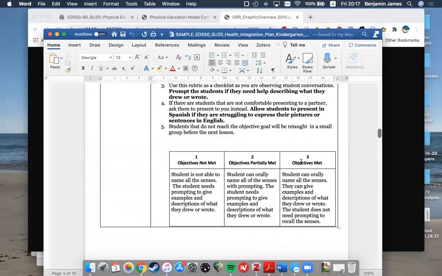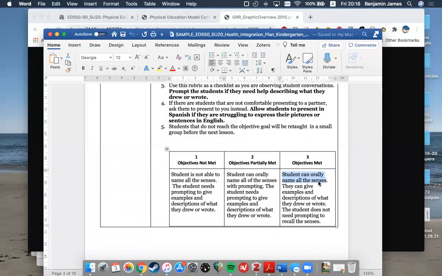It says objectives met. Students can orally name all the senses. They can give examples and descriptions of what they drew or wrote. The student does not need prompting to recall the senses. Okay, very clear. I would probably say it's better to go with an analytic rubric where we split up all 3 of these.